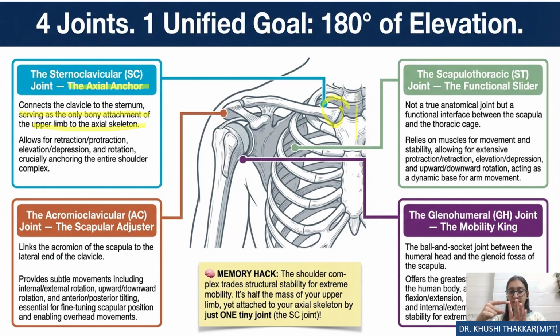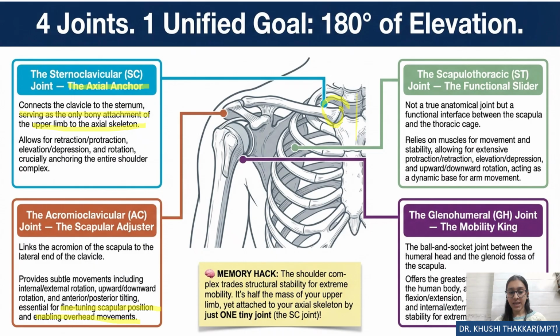So the movements available here include internal and external rotation, upward and downward rotation, and anterior or posterior tilting. These are very essential for fine tuning of scapular position and enabling overhead movements. We will come to glenohumeral joint mobility and scapulohumeral rhythm, where we will discuss this in detail.